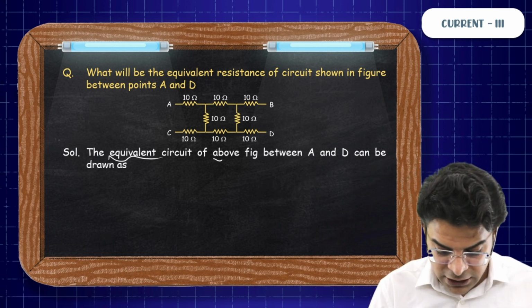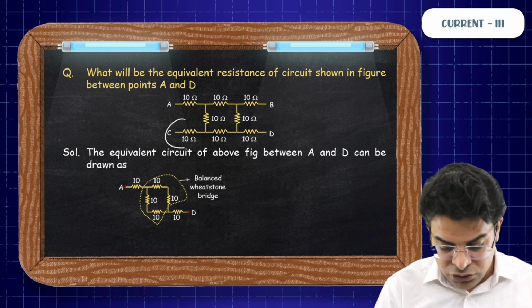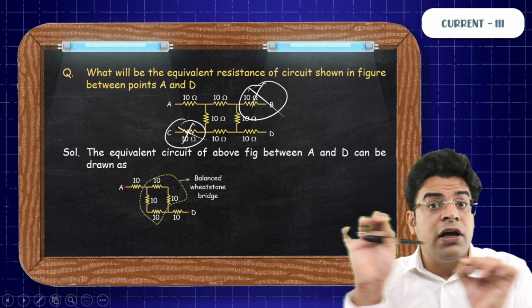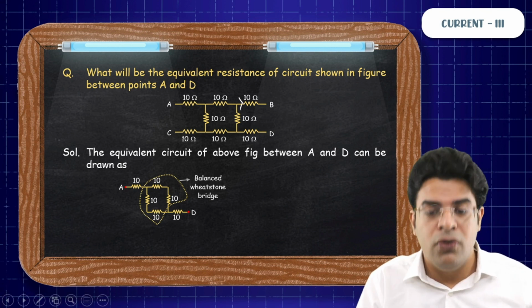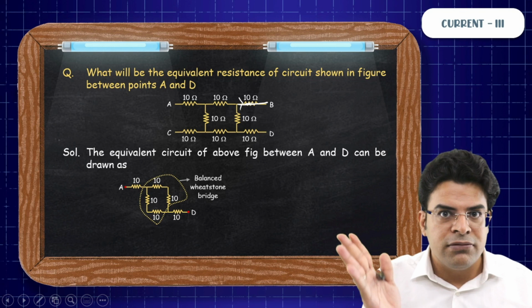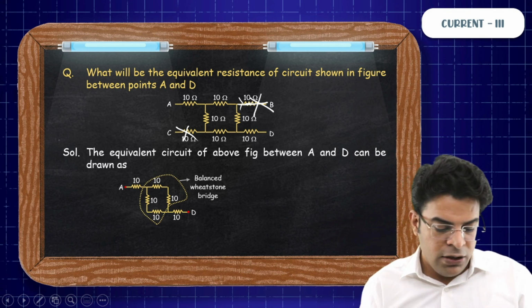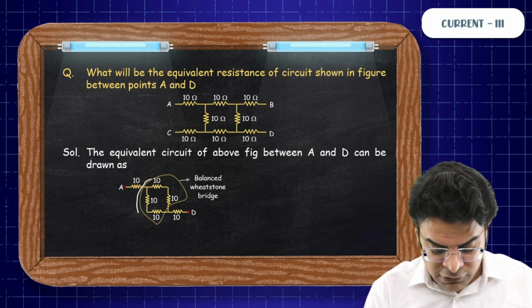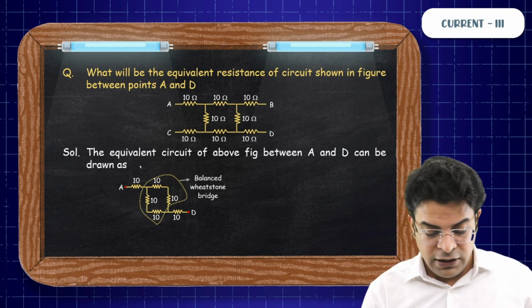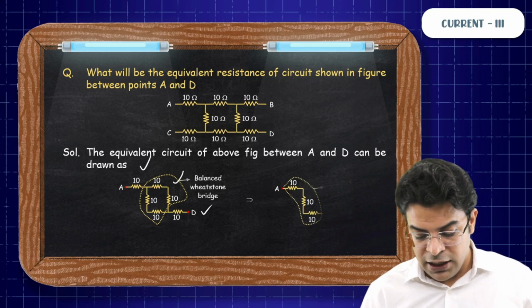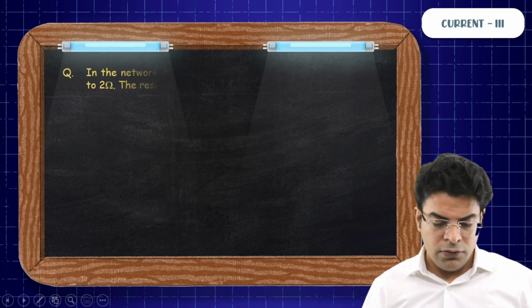So the equivalent circuit of the above figure between A and D can be redrawn only as this much part. I have just thrown out this C part and this B part because no current will go into them. Sir, why no current will go? Beta, if current will go, where will it go? It will enter, then where? It will jump in the air. No, no. So that's why no current will go in these two arms. That's why I have thrown them out of the circuit. And once you have thrown it out, you will say for this much part, the resistance has to be 20 parallel 20, which is 10. So you get 10 series 10 series 10. So R equivalent comes out to be nothing but 30 ohm. Simple question. So now next example.